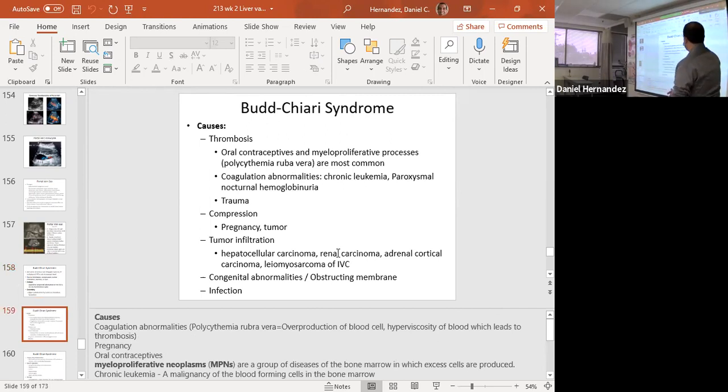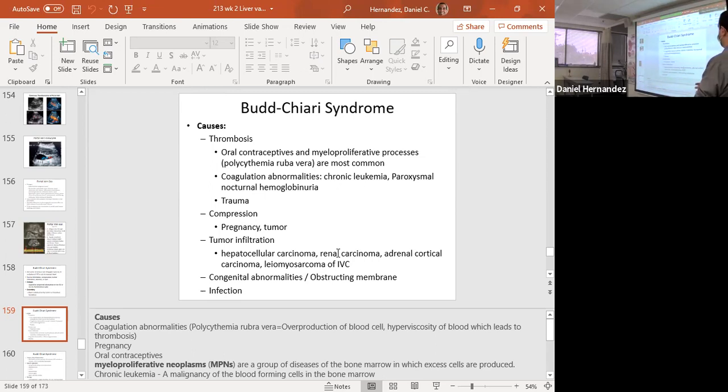The Budd-Chiari syndrome causes, so causes of thrombosis. So this would be causes of secondary Budd-Chiari syndrome. It could be oral contraceptives, myeloproliferative processes, which are more common, like polycythemia. Could also be a result of coagulation abnormalities like chronic leukemia, or paroxysmal nocturnal hemoglobinuria.